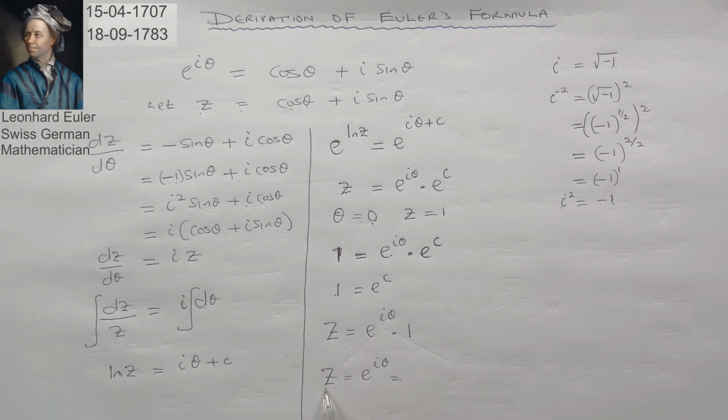But we know what z is. z is cos theta plus i sine theta. Therefore, e to the power i theta equals cos theta plus i sine theta.